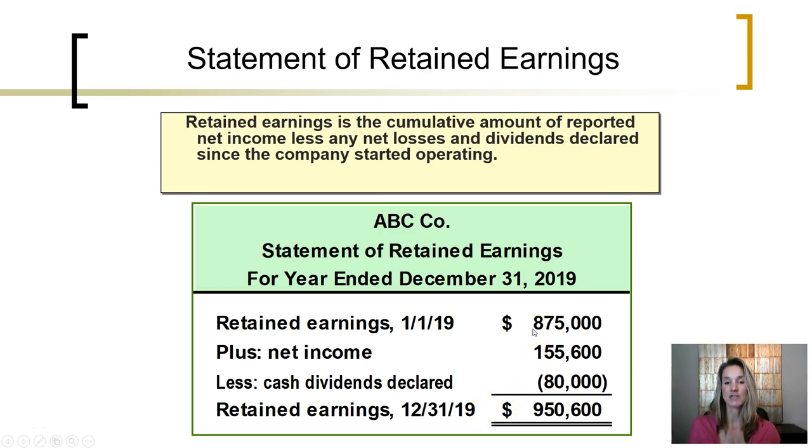Started the year with $875 in retained earnings. Net income during the year increased retained earnings. They declared cash dividends of $80,000, leaving them with ending retained earnings of $950,600.